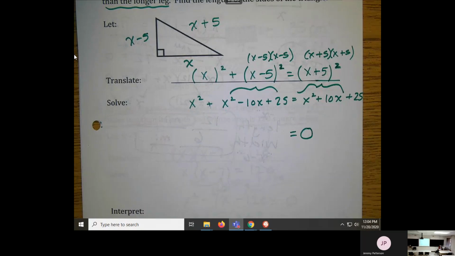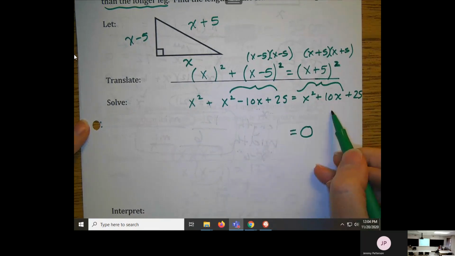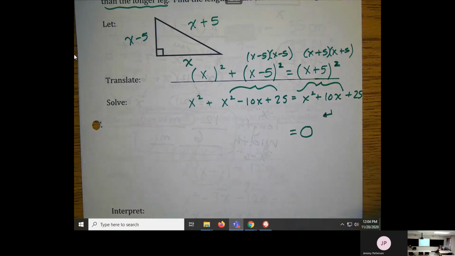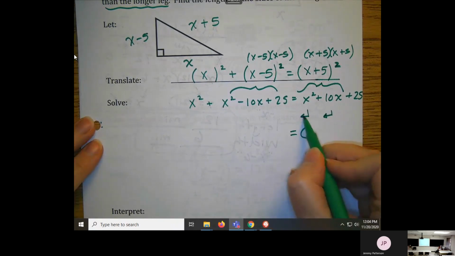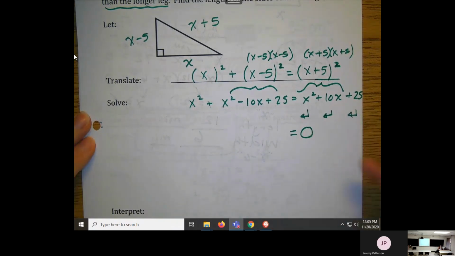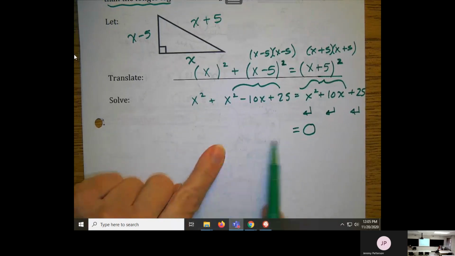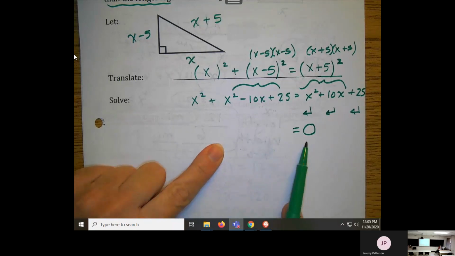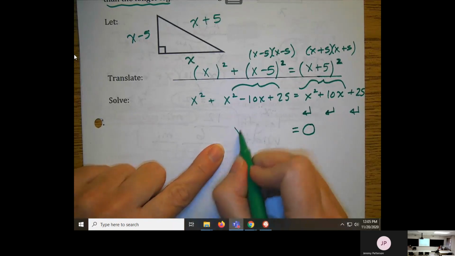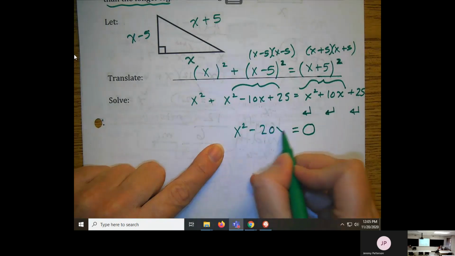Then we'll make it equal 0, so we'll move all of that stuff on the right-hand side over to the left. Can you let me know what you get? What does it look like after you move it all over and set it equal to 0? I got x squared minus 20x. That sounds great.